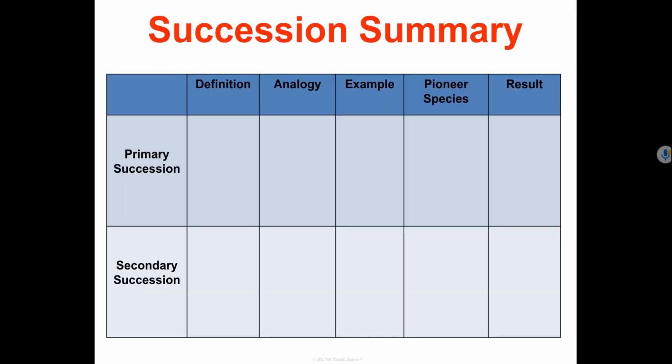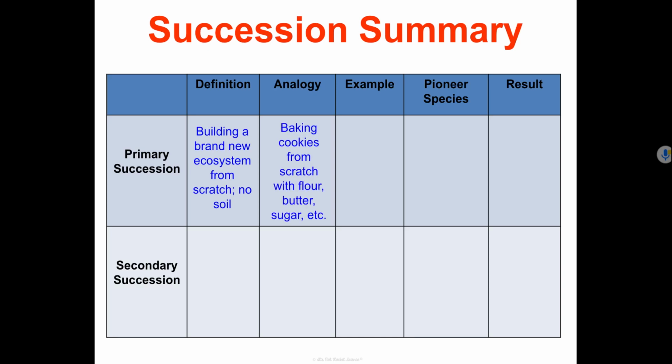Now, I'm going to summarize this video in a single chart. There are two types of succession: primary succession and secondary succession. Primary succession builds a brand new ecosystem from scratch, starting with no soil. An analogy would be like baking cookies from scratch, starting with flour, butter, sugar, and so on. An example of primary succession would be a volcano eruption or a glacier melting. In both cases, just bare rock is left exposed.